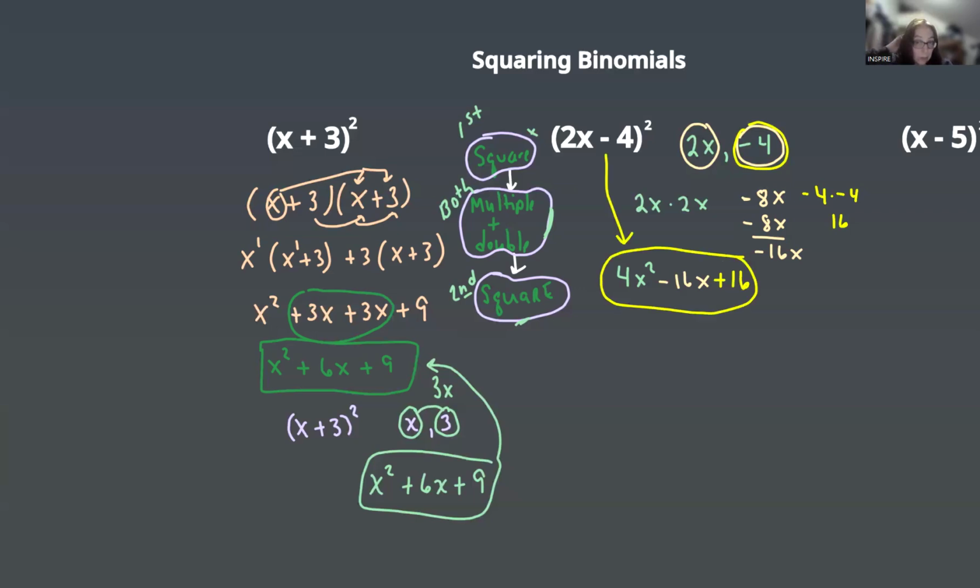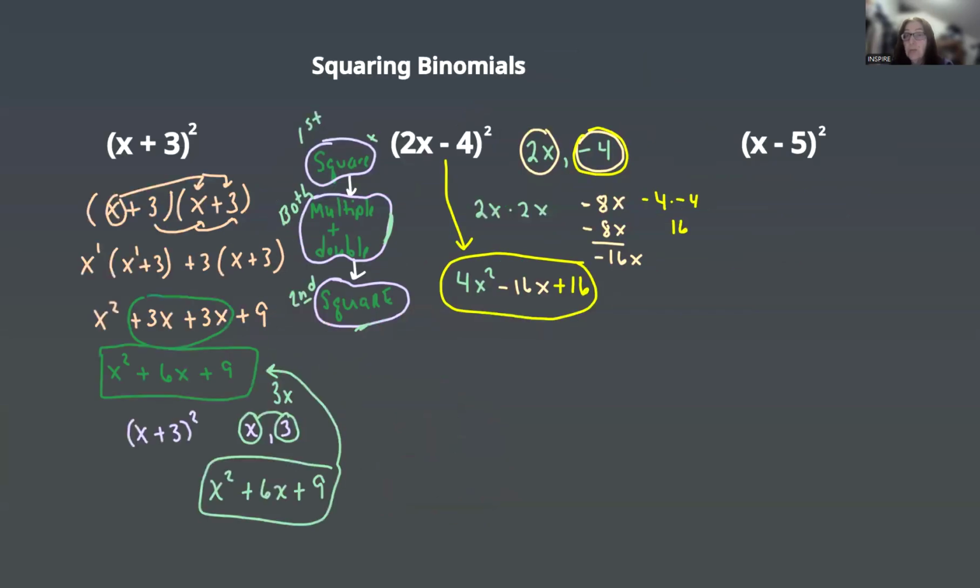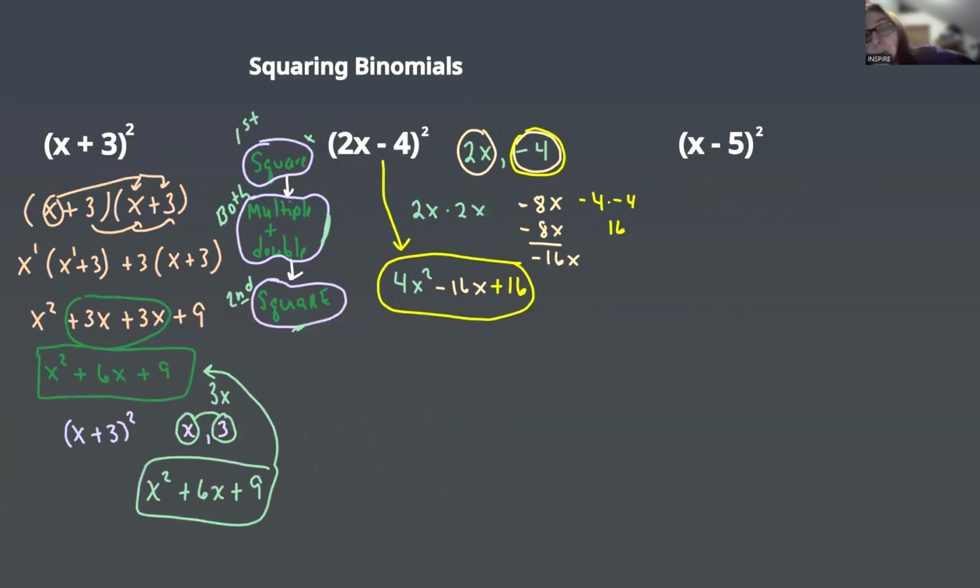Before I do the next one, you should stop the video and try doing it yourself, all right? Maybe pause the video and see if you can do it yourself, but it will save you a lot of time. So step one, write down the two terms. My two terms are x and -5. Don't forget that sign.